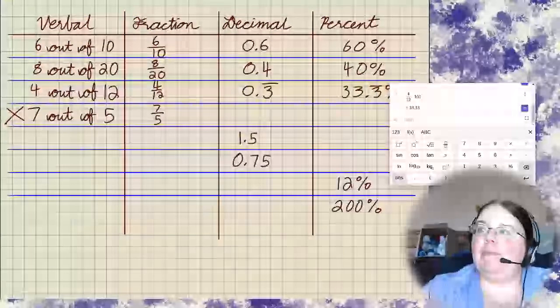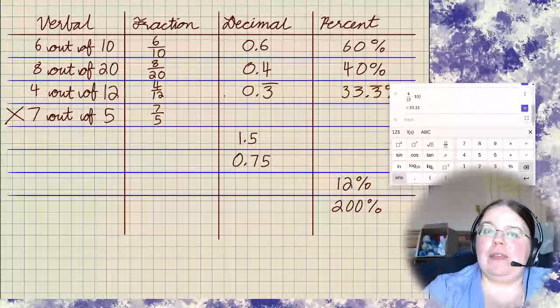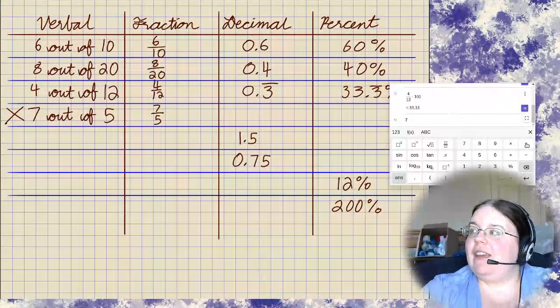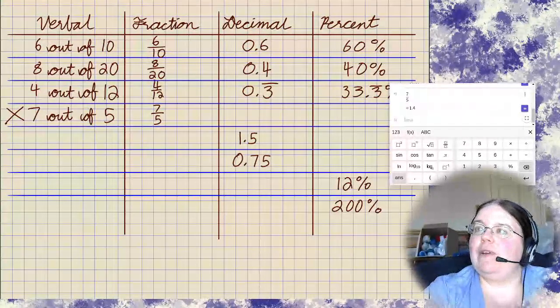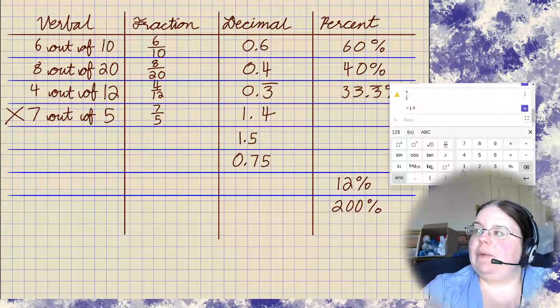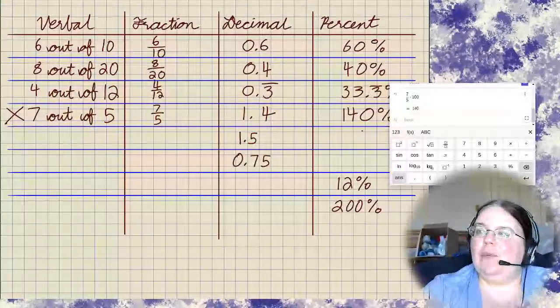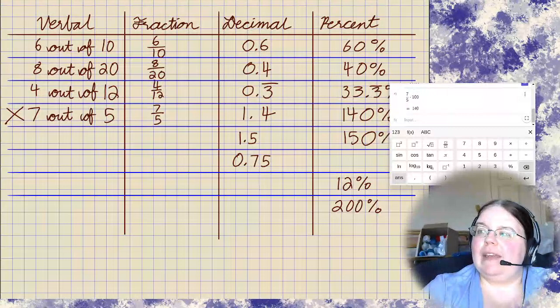But we can still put it in decimal form by using the property that a fraction is a division problem in disguise, by saying 7 divided by 5 equals, and in this case 1.4. And if we multiply that by 100, we get 140% as our percent. Similarly, 1.5 would be 150%. We could find that out again by multiplying it by 100.